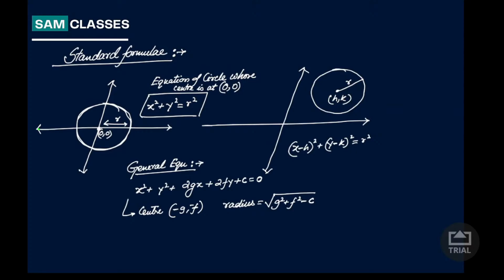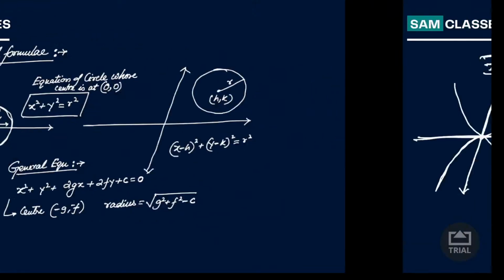First is the equation of a circle with its center at the origin, but you should remember what it is. Second is the equation of a circle whose center is at h comma k, any point h comma k, and the third is the general equation. We don't know where the center is, but we can find the center by using this coordinate and the radius by using this formula. Clear everyone? Let's go for the next one.